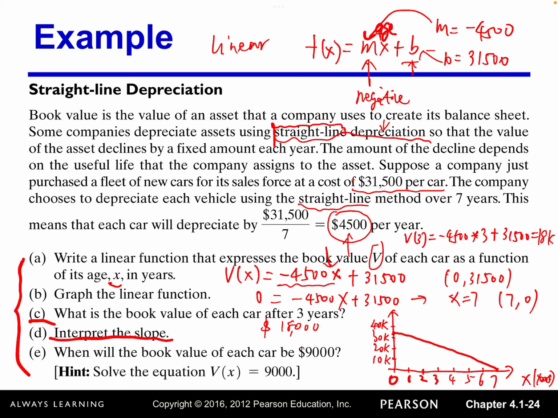Okay, interpret the slope. Actually, here it is already interpreted. The book value for each vehicle depreciates $4,500 per year.